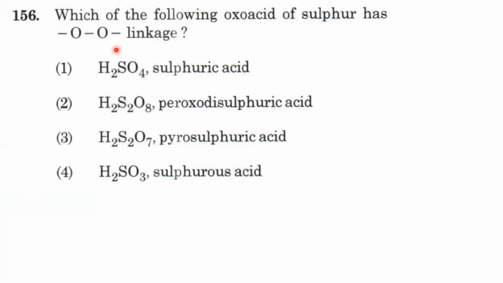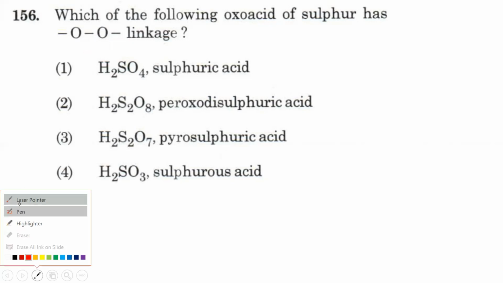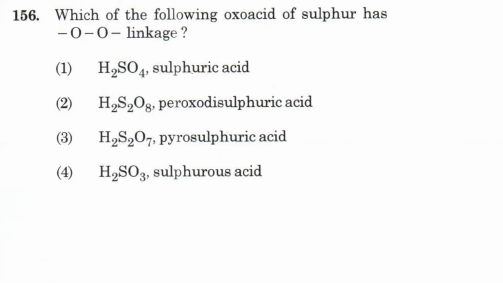Now, in which case is an OO linkage present? That is the question. First we will take sulfuric acid. All these are oxy acids of sulfur. Sulfur has 4 oxygens, and in all the oxo acids of sulfur the hydrogen atoms are bonded with the oxygen atoms. So 2 hydrogen atoms are given. Sulfur comes under 6A group, so it can form a maximum of 6 bonds.